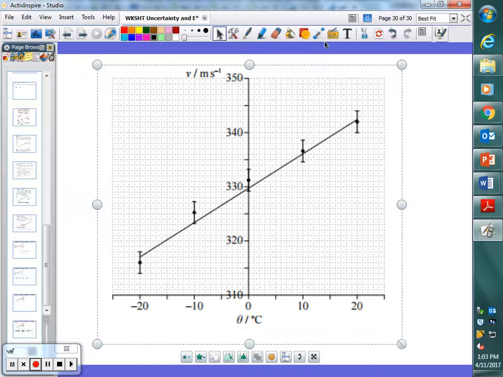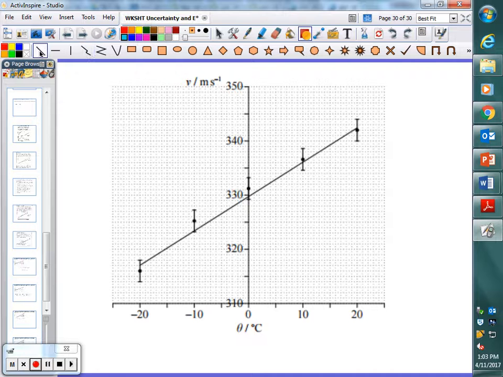So, using my fancy tools, I am going to draw a line that starts, so I'm going to start it here and draw it to here, right? That's the steepest possible slope that that line could have based on the uncertainty.